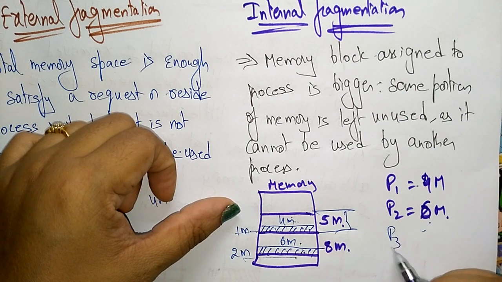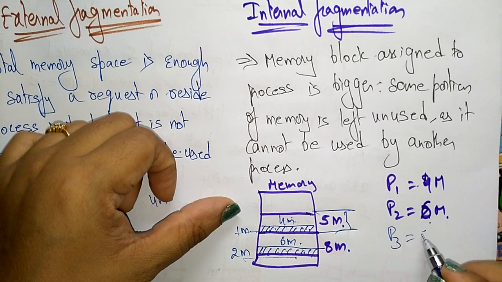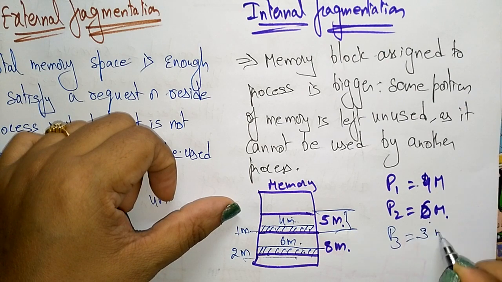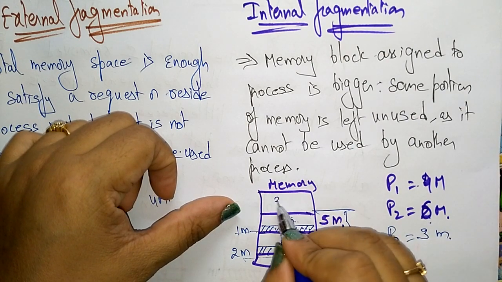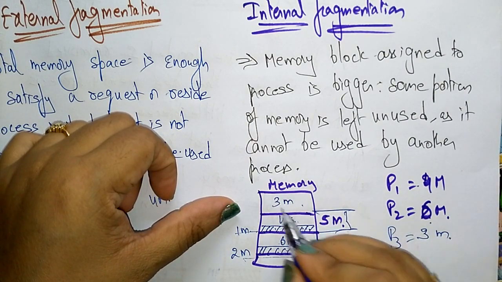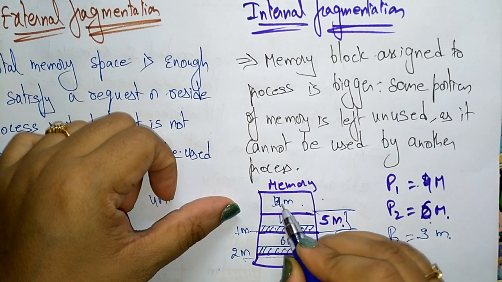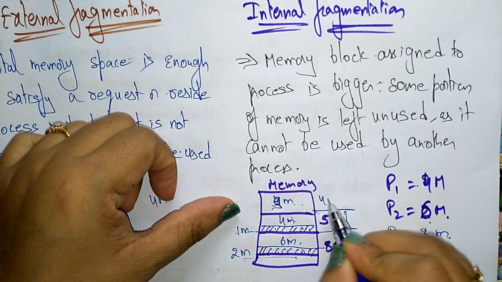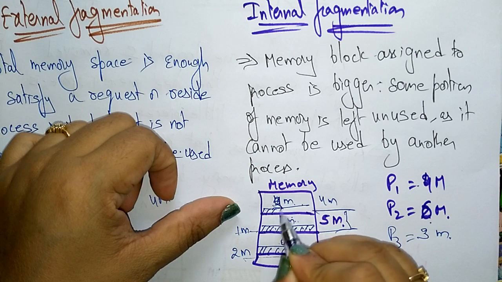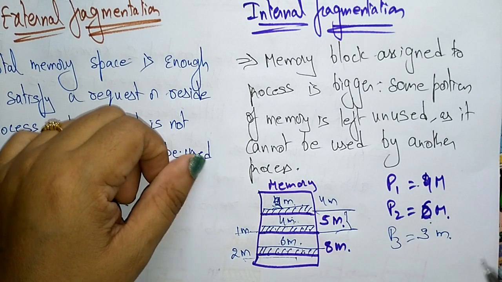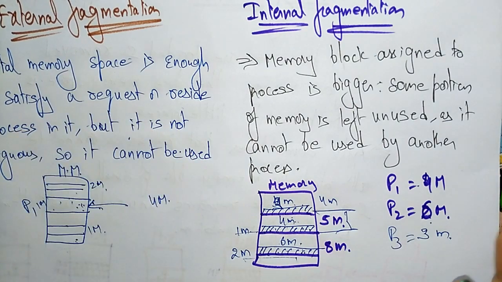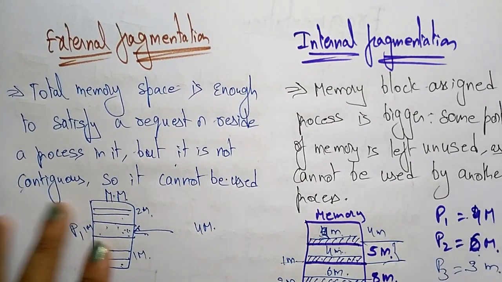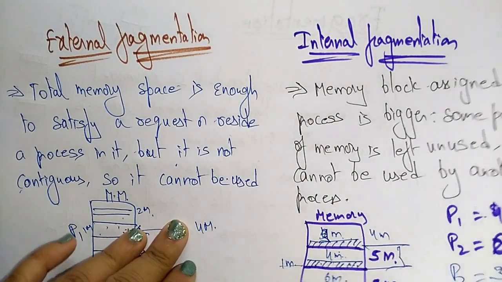Suppose P3 is 3M. It is stored here, and if the block is 4M, again 1M will be wasted. So this is about internal fragmentation. To overcome fragmentation, the fragmented memory can be compacted, which means you can shuffle the fragmented memory.